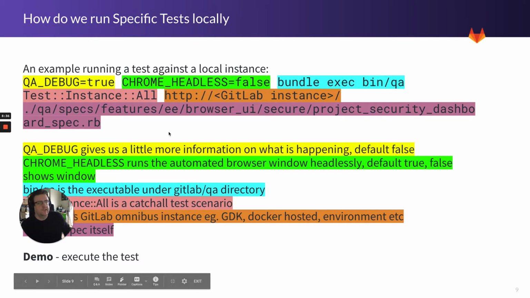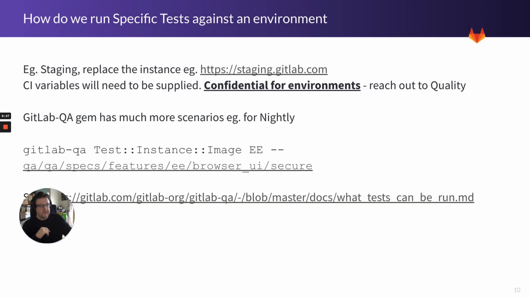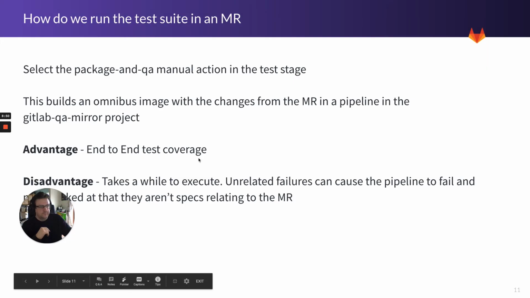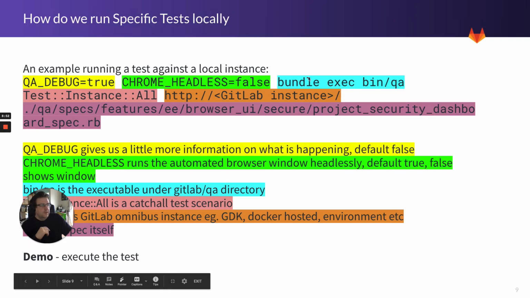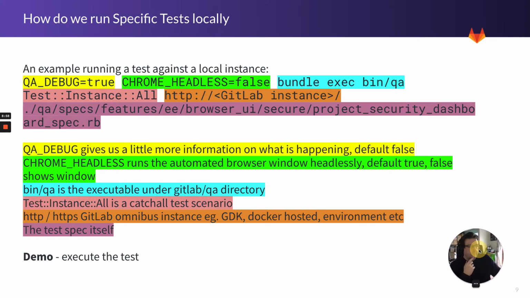So how do we run a test locally? Don't be put off by what looks like quite a hefty command line here. Basically, our main executable is bin/qa. Test instance all, which is a bit of a catch-all. Our instance, which in my case, I'll demonstrate my local GDK instance, and then the test that we actually want to run, which in this case is the project security dashboard spec.